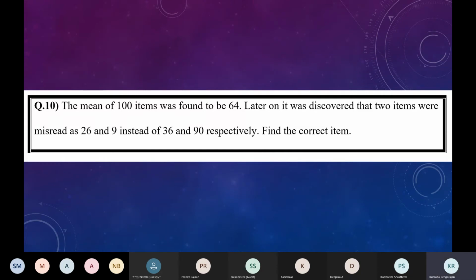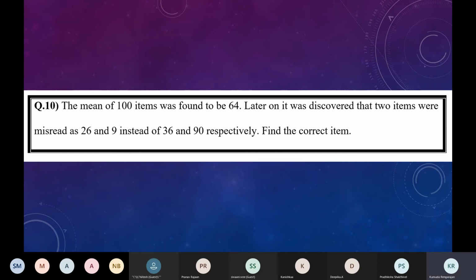Earlier, in a question, 1 number was misread. Here, 2 items were misread as 26 and 9 instead of 36 and 90. Where you can go wrong is in identifying which values are correct and which are incorrect. If you understand it the other way, your answer will be wrong.